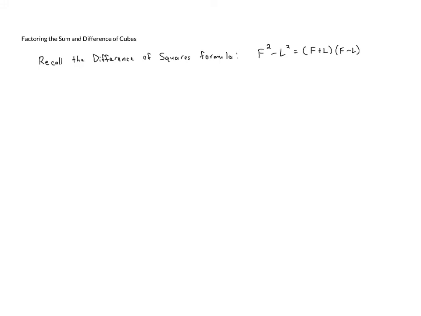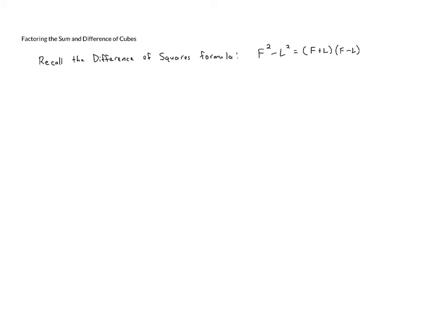Next, we're going to look at how to factor the sum and difference of cubes. Now let's recall we have a formula for factoring a difference of squares. If we have a binomial and each term is a perfect square, where we're also taking a difference, we can factor this into the sum and difference of the things getting squared.